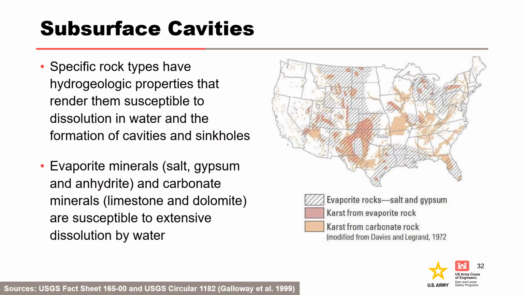This map shows areas where certain rock types that are susceptible to dissolution in water occur. These rock types are evaporites, such as salt, gypsum, and anhydrite, and carbonates, limestone and dolomite. Evaporite rocks underlie about 35 to 40% of the United States, though in many areas these rocks are buried at great depths.